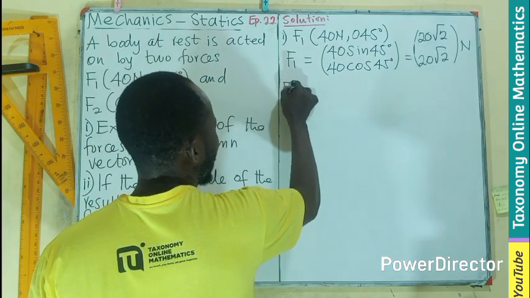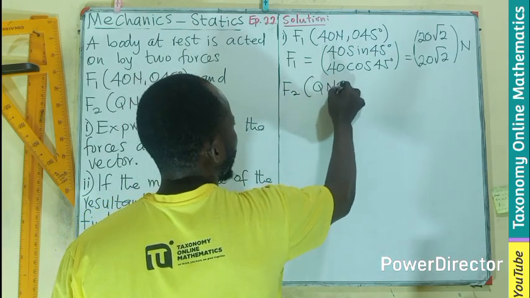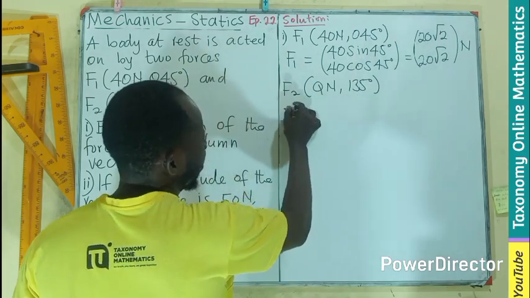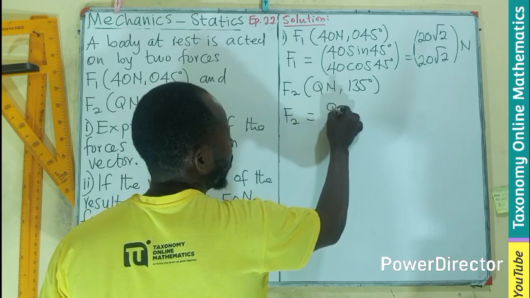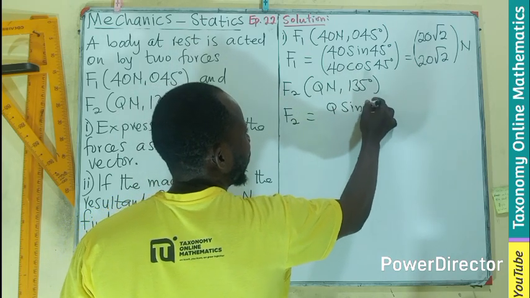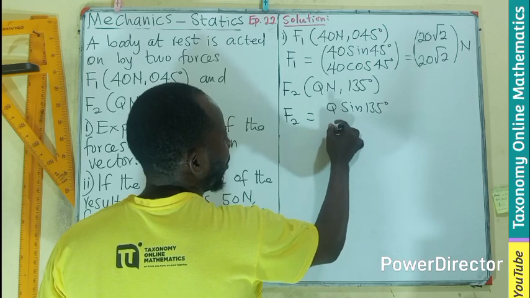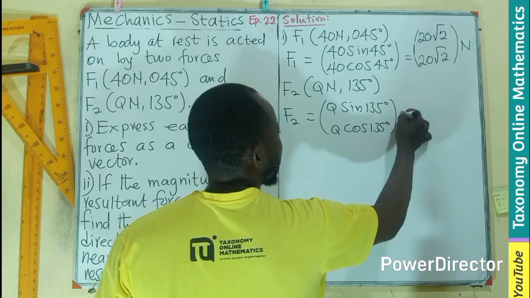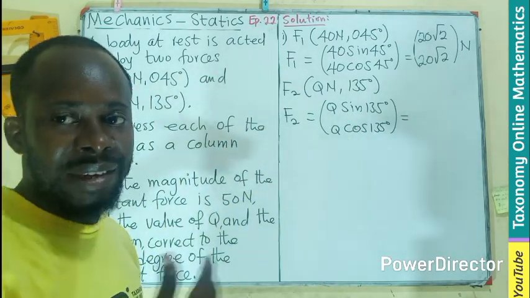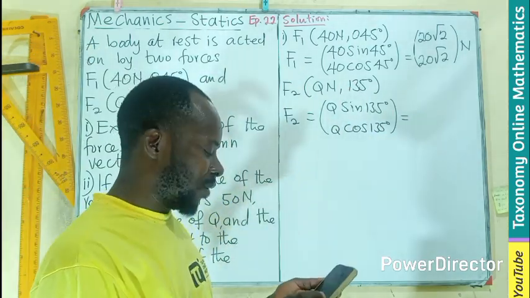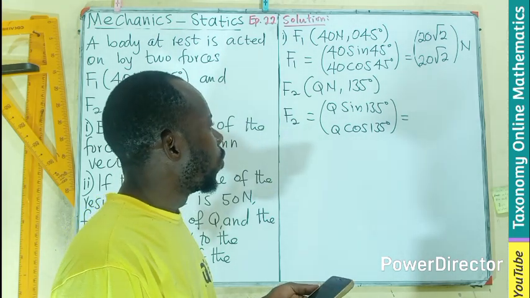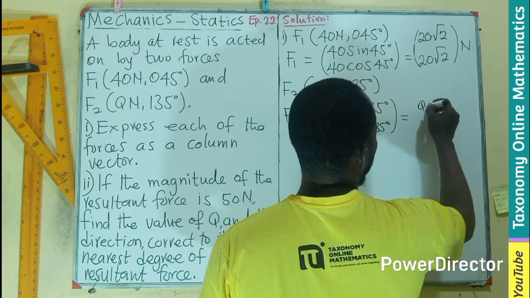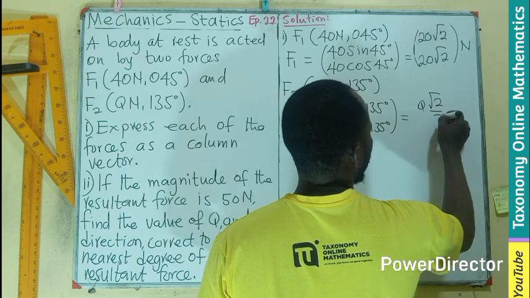Then let's resolve the second force, which is Q for the magnitude and 135 as the direction. So your force will now be Q multiplying the sine of 135 degree, then Q also multiplying the cos of 135 degree. Remember, the Q is a scalar multiplying the value in there. So sine 135 should be root 2 on 2. And this is multiplying, so as to have Q multiplying root 2 on 2.